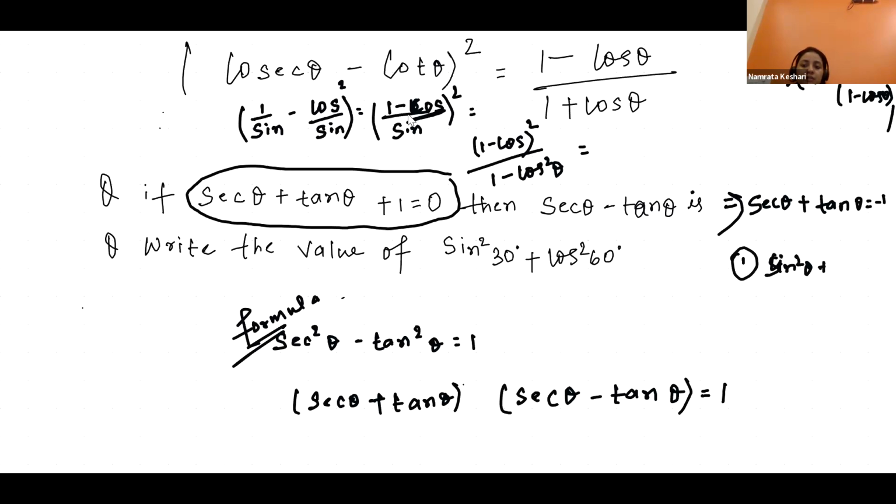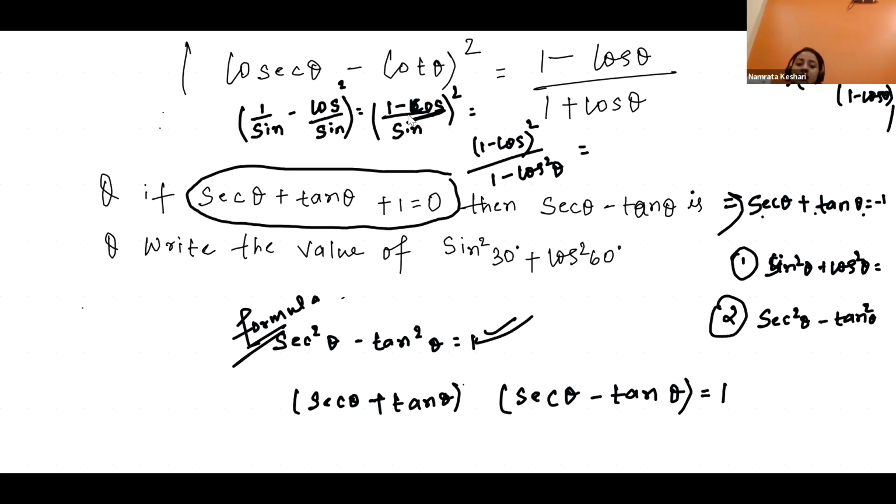Yes, ma'am, that I know, but the question itself is like sec theta plus tan theta. How can we put square in that? I'm just writing the formula over here. First, we have taken out that sec theta plus tan theta is minus 1. Just keep it aside. Let's take the formula now.